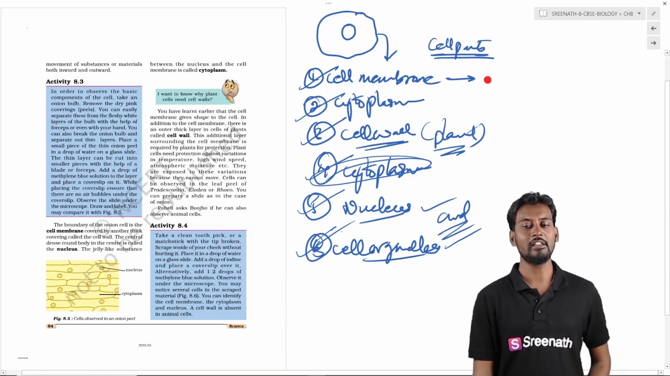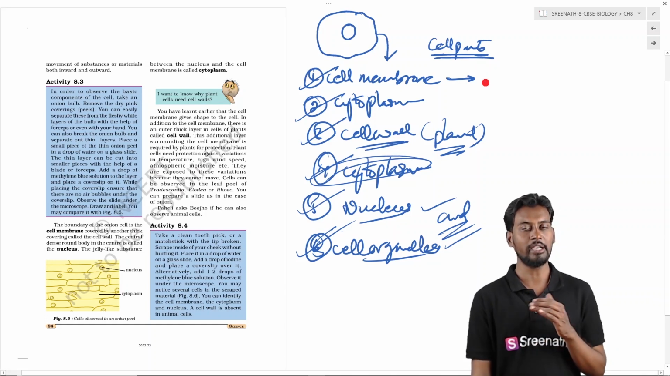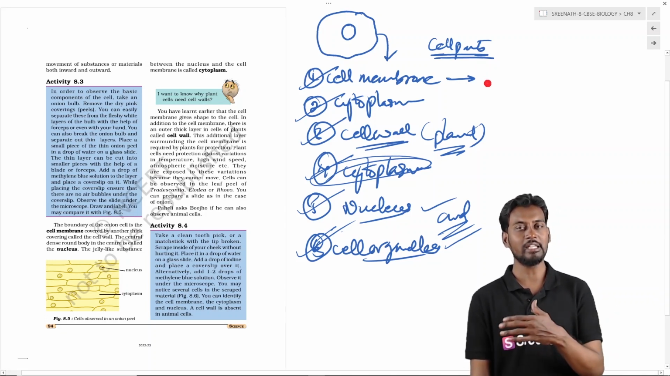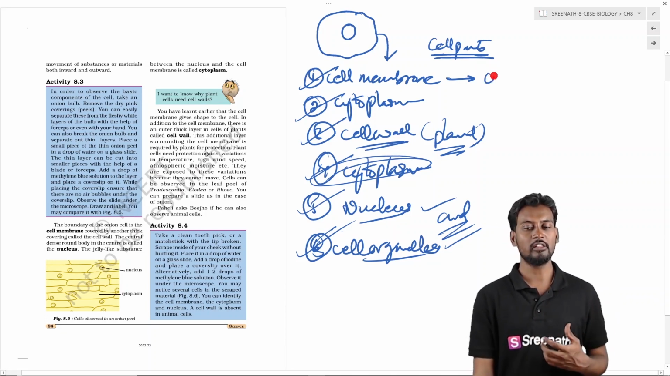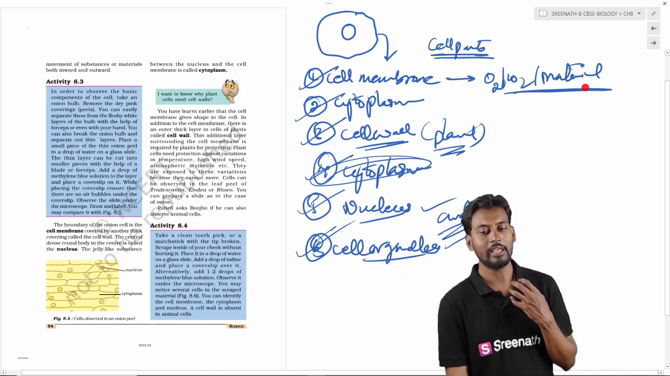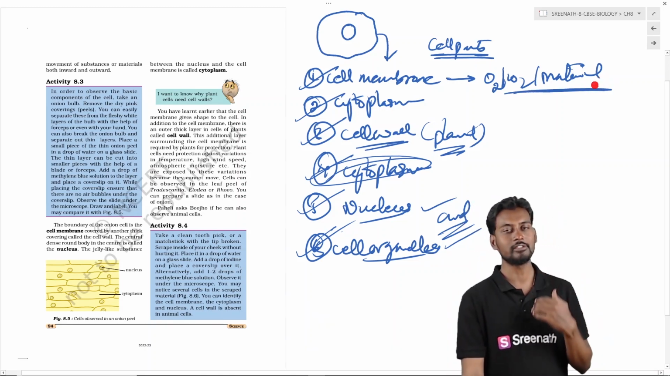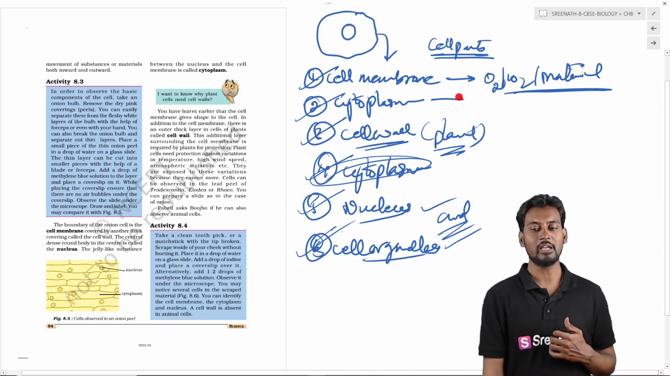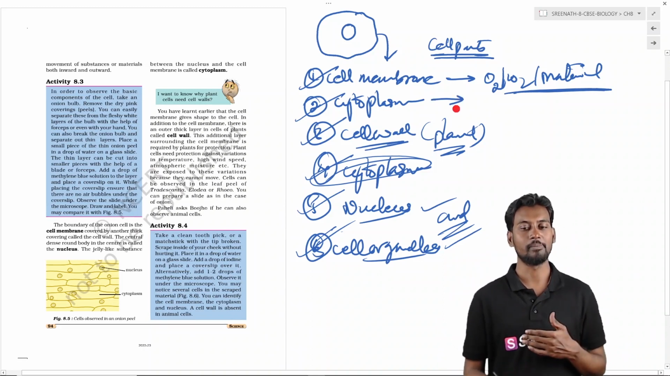So basically it is about the boundary of the cell, which is maintaining the layer of the cell. It is the one where the exchange of gases and the exchange of material takes place between the internal environment and the external environment.